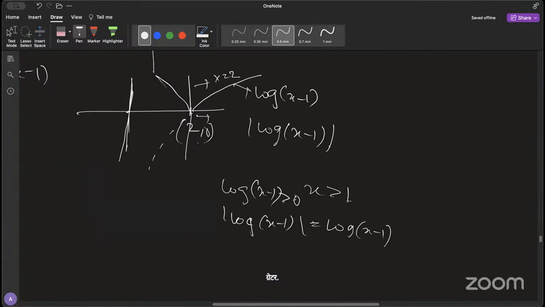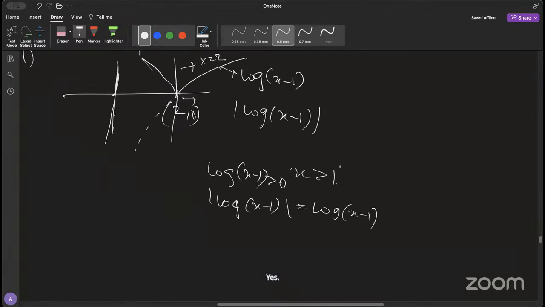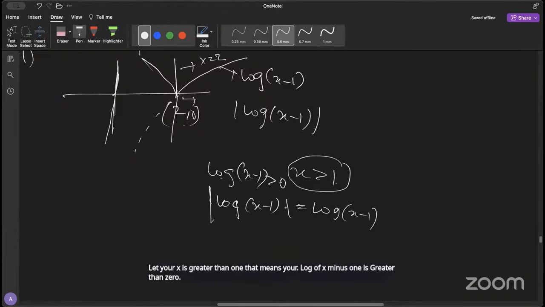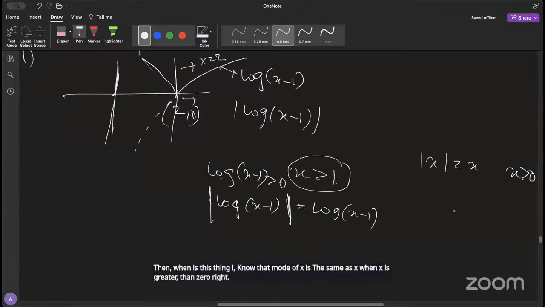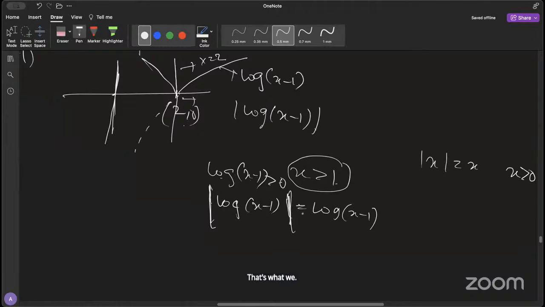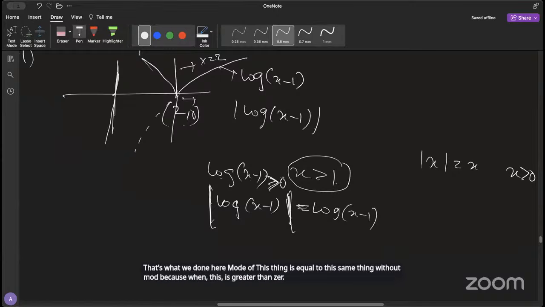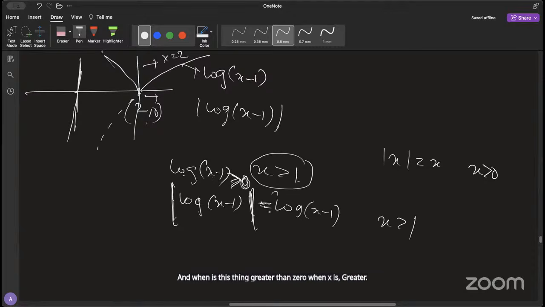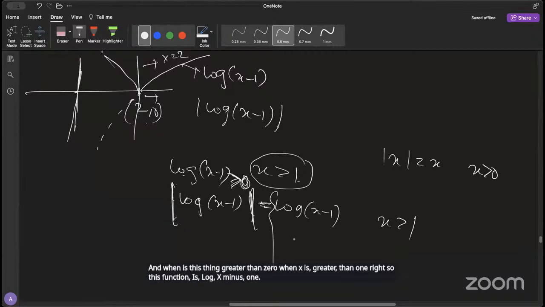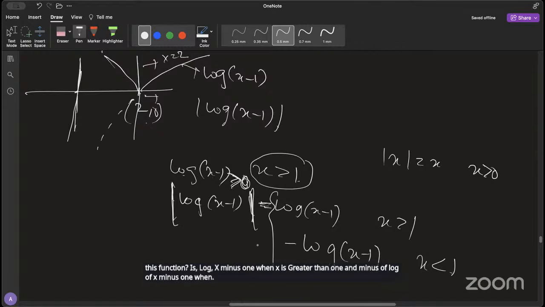Is that okay? Let's do this again. If your x is greater than 1, that means your log of x minus 1 is greater than 0. Now, if I have some argument in the mod function, I know that mod of x is the same as x when x is greater than 0, right? That's what we've done here. Mod of this thing is equal to the same thing without mod, when this thing is greater than 0. And when is this thing greater than 0? When x is greater than 1, right? So this function is log of x minus 1 when x is greater than 1, and minus of log of x minus 1 when x is less than 1, right?